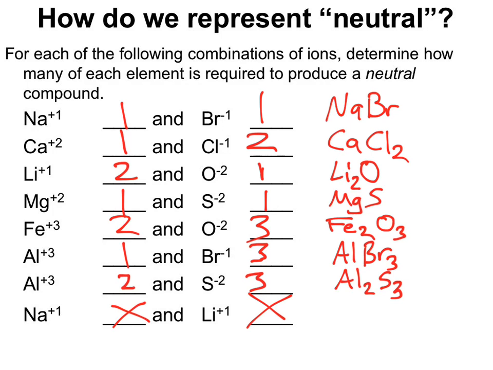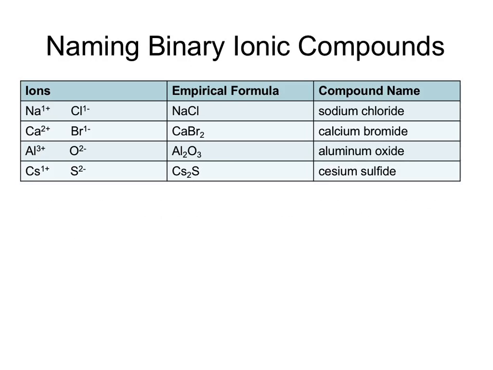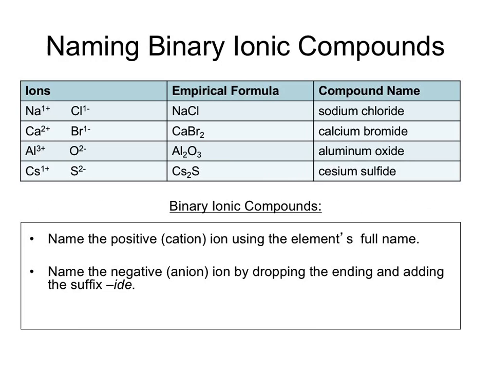All right. So let me get out of the thing here. So naming compounds, naming these ionic compounds. We call it sodium chloride, not sodium chlorine, or sodrine, or chlorium. Bob, we don't call it Bob. So, yeah, it was supposed to be funny. But we call it sodium chloride. So here are the rules for naming them. I got a couple examples there.